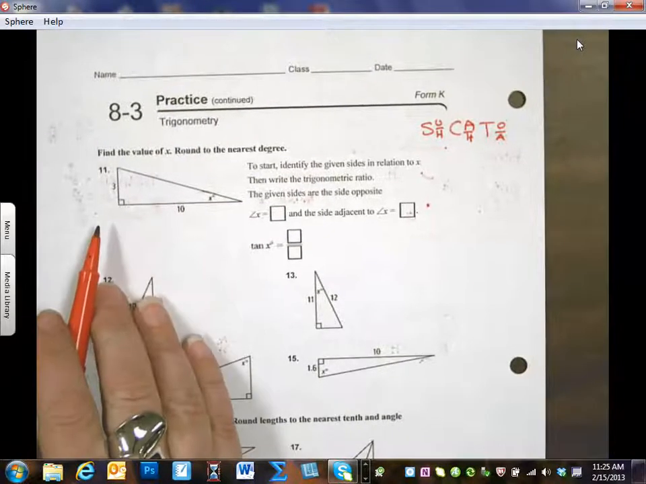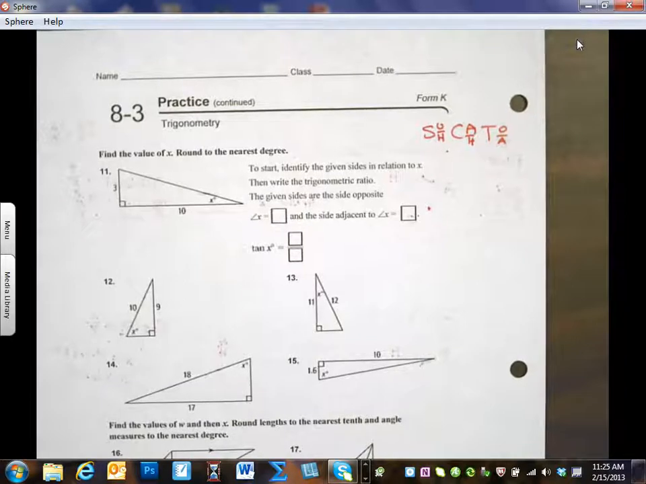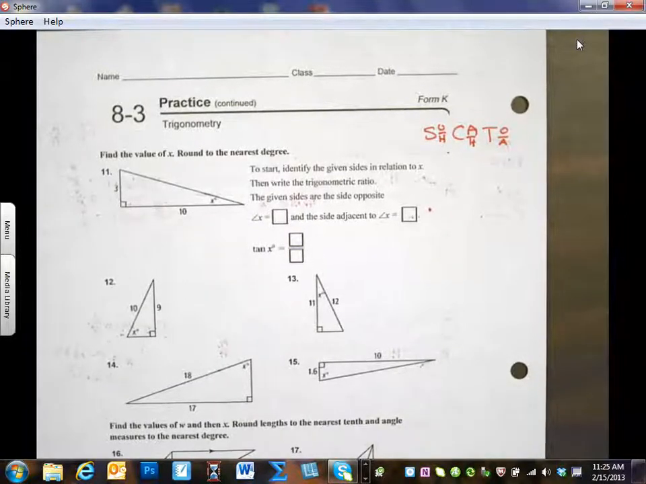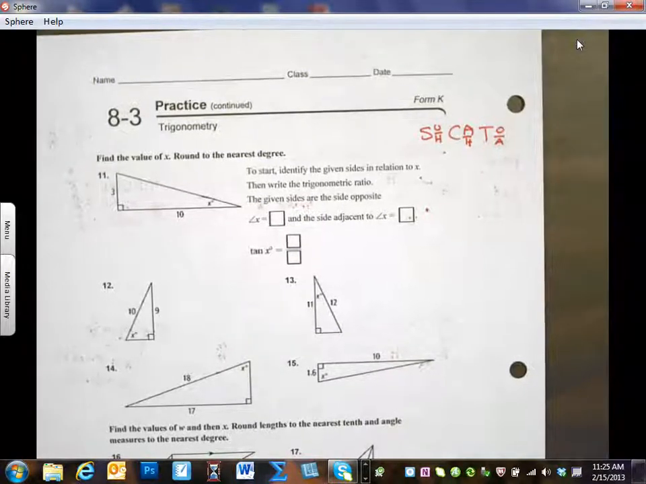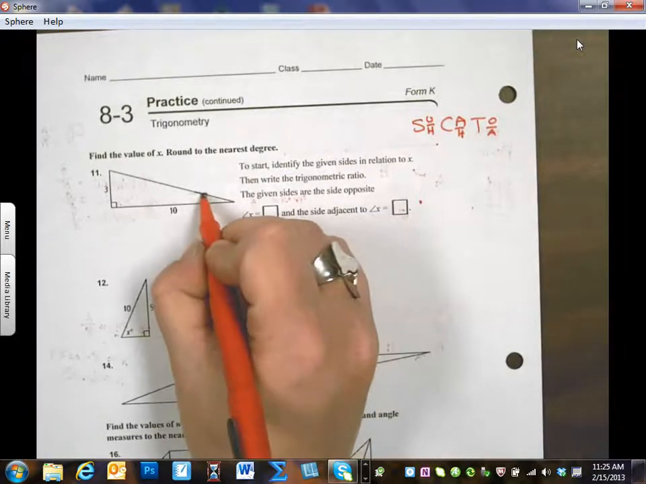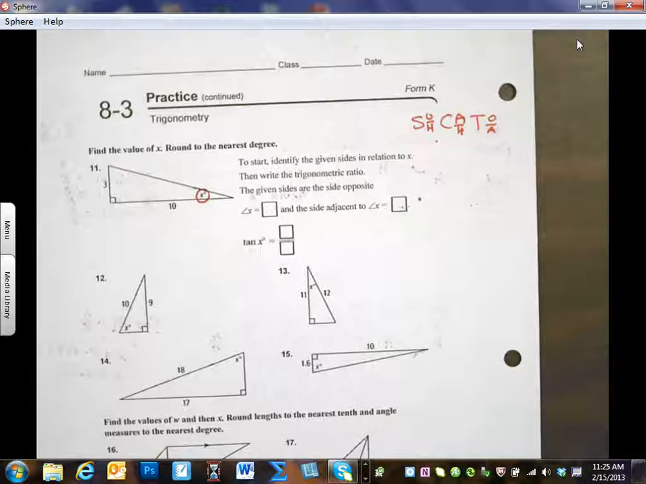So looking at this problem, remember on the other page we were trying to find a side. In all of these problems, you'll notice that we're trying to find an angle. So remember, this is when the couple's getting a divorce and one's going to become an ex. If you can think about that story, that might help you here too.